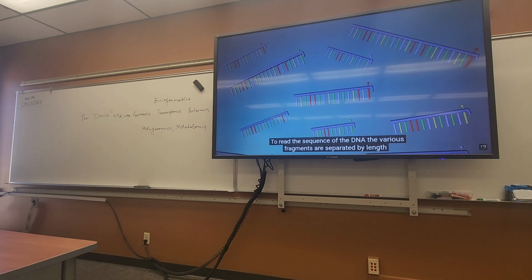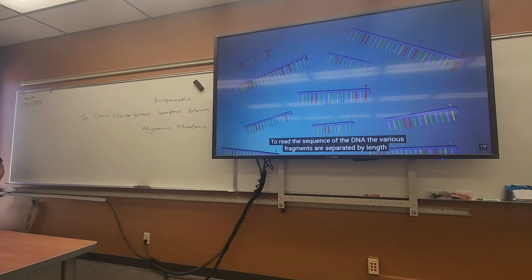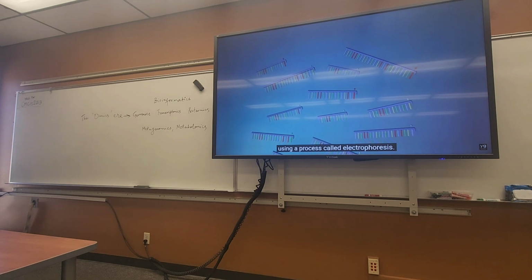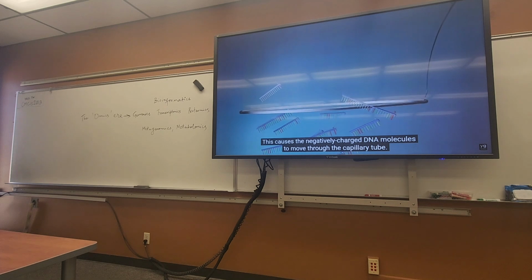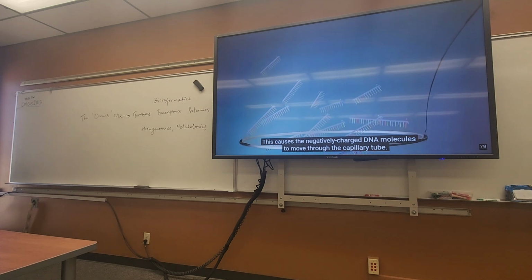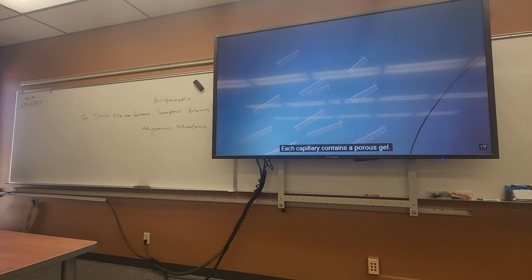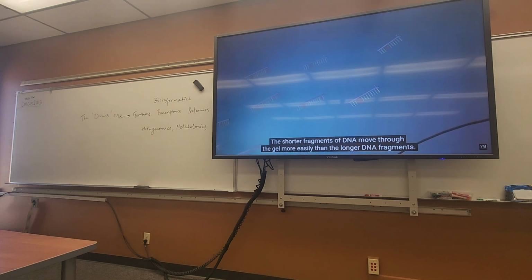To read the sequence of the DNA, the various fragments are separated by length using a process called electrophoresis. A capillary tube is lowered into each well of the plate and an electrical charge is applied. This causes the negatively charged DNA molecules to move through the capillary tube. Each capillary contains a porous gel. The shorter fragments of DNA move through the gel more easily than the longer DNA fragments. As a result, the fragments become arranged by size from the shortest to the longest.